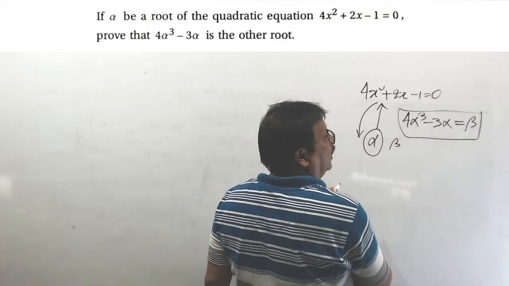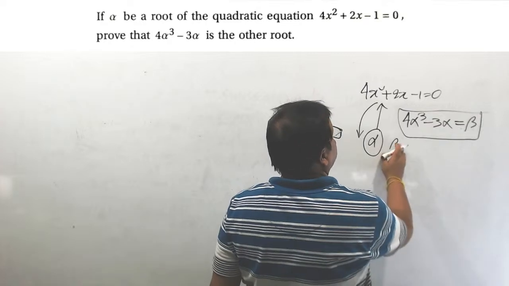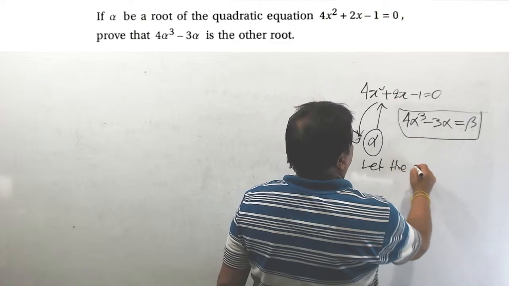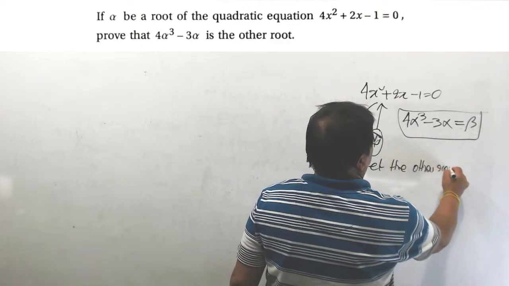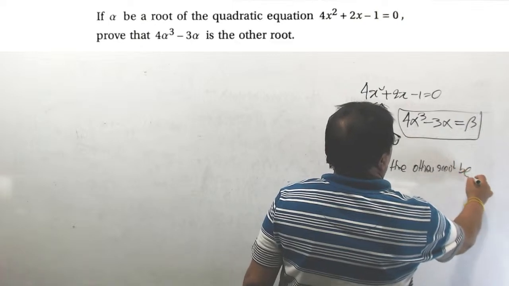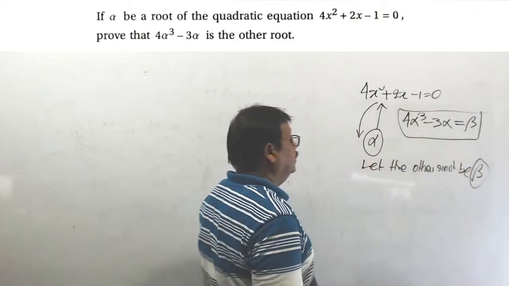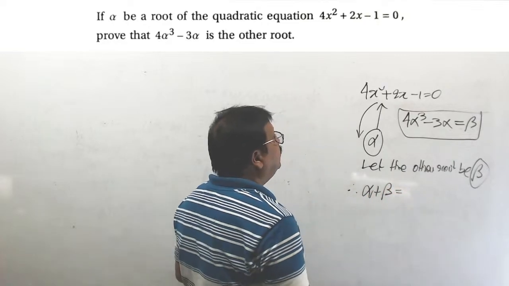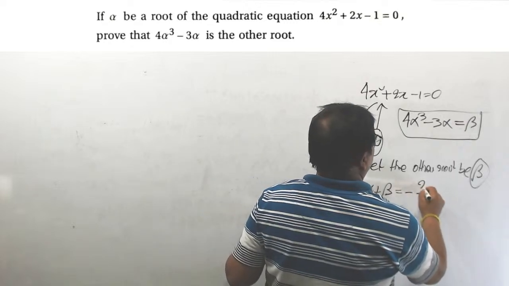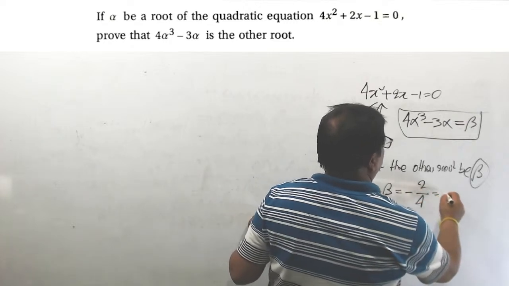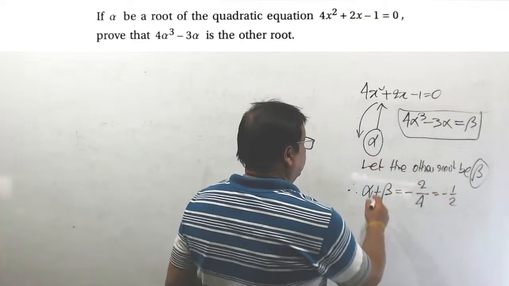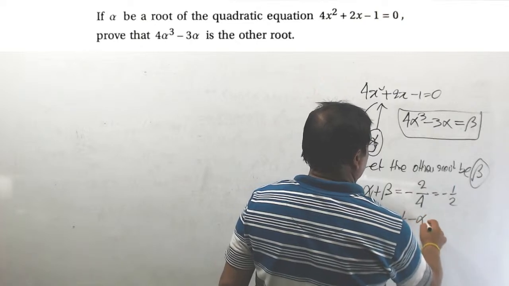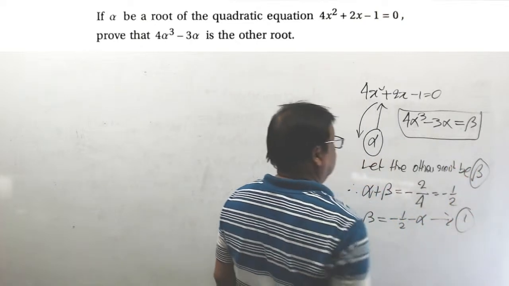See, let the other root be beta. Therefore, sum of the roots alpha plus beta is equal to what? Sum of the roots minus b by a. Understood? That means minus half. So, what is beta? Beta is equal to minus half minus alpha. Understood?